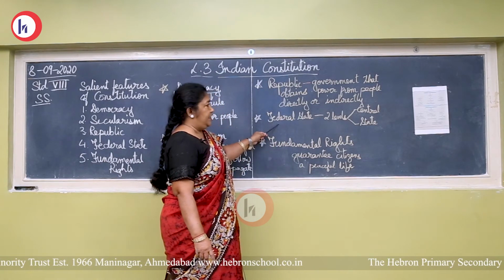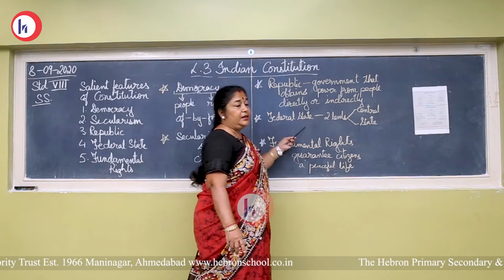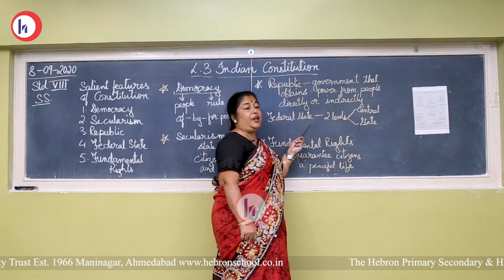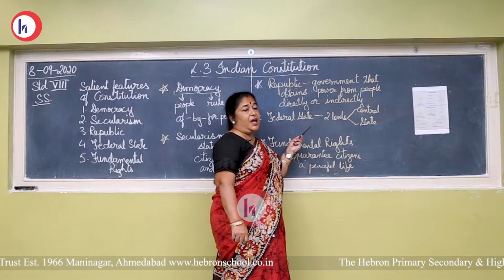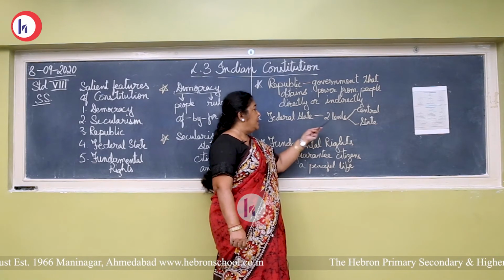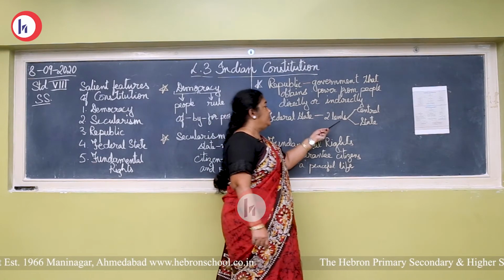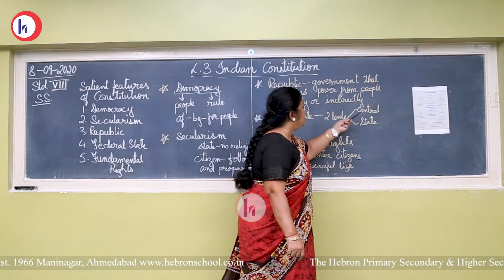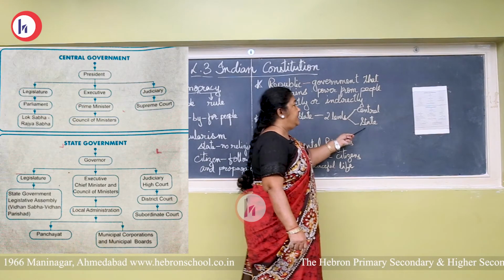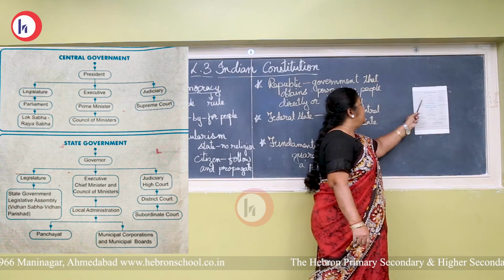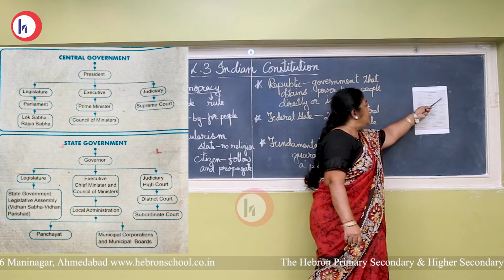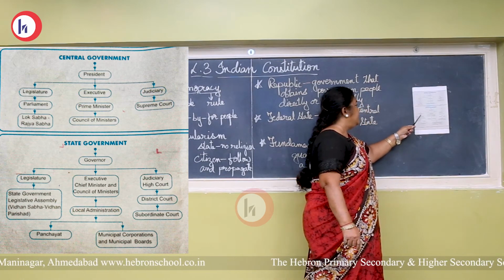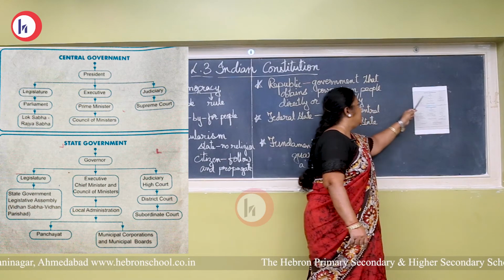The federal state. Now, India being such a large country, we have 28 states and 8 union territories. We have federal states, so we have administration at two levels, central and state. At the central level, the legislature, executive and judiciary, and at the state level, legislature, executive and judiciary.